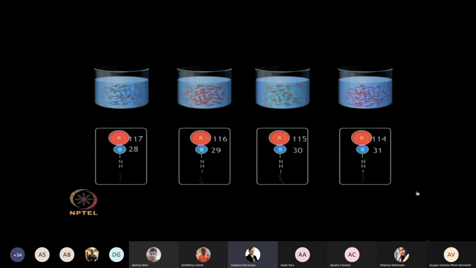As you can see in these animations, in the first one, the reporter group 117 and balancer group 28. In the second sample, reporter group 116, balancer group 29. In the third sample, reporter group 115 and balancer group 30. In the fourth, the reporter group 114 and balancer group 31. Overall, 145 Dalton.